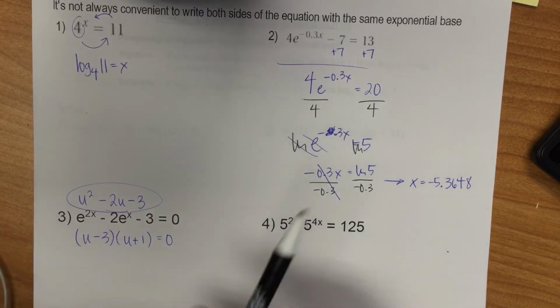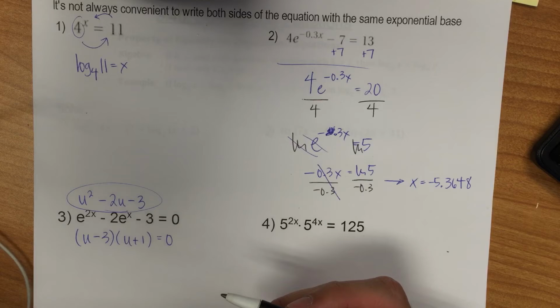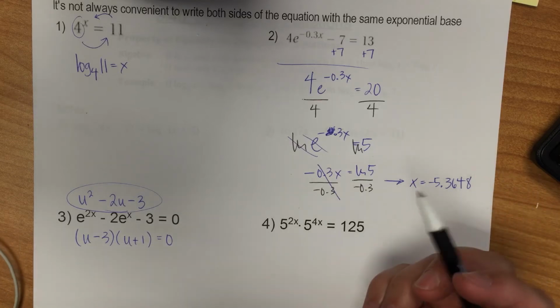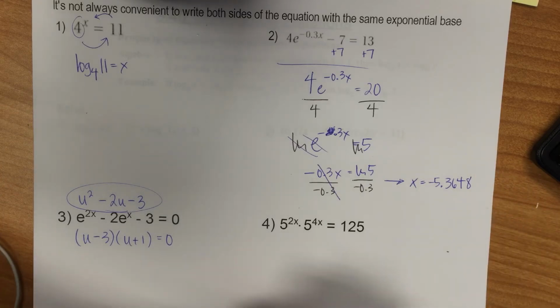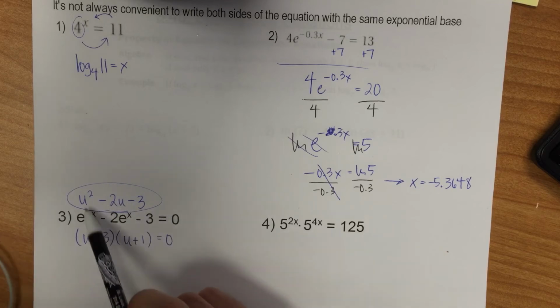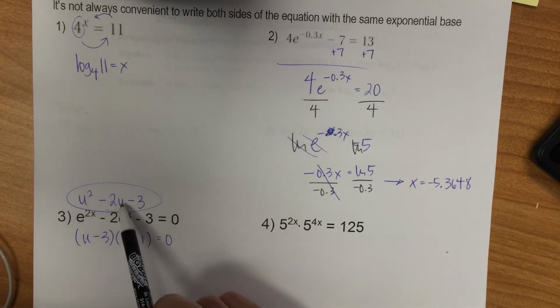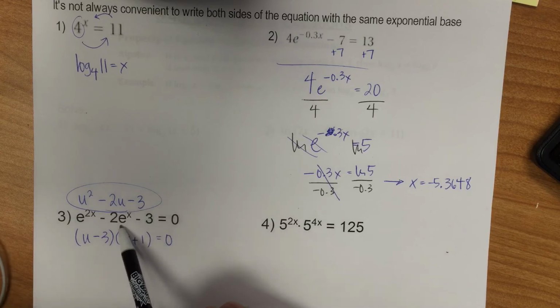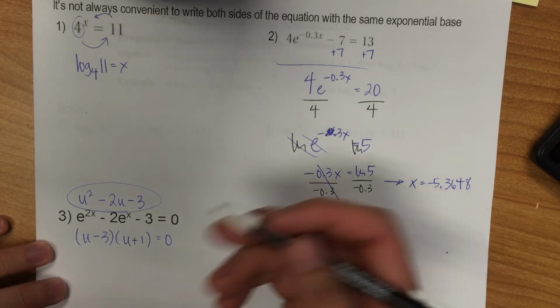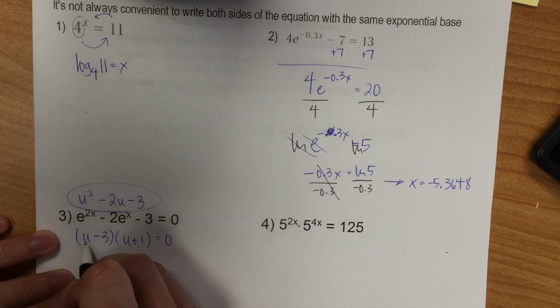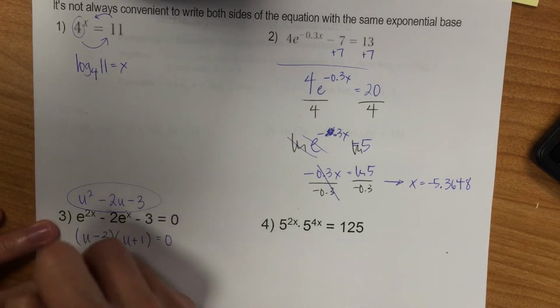Now here's the deal. I don't care what u is. That's not what I'm trying to find. I'm trying to find x. Now I want you to look and see, what did we replace the u for? We took this u and put it in place of e to the x. So what I'm going to do is go back now, and instead of using u's, I'm going to put e to the x in each one of these.